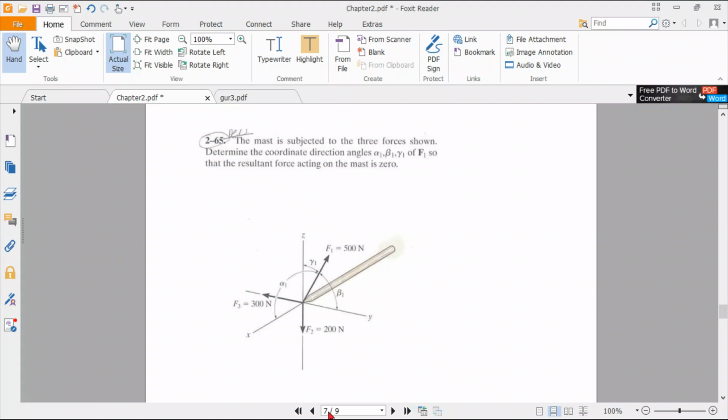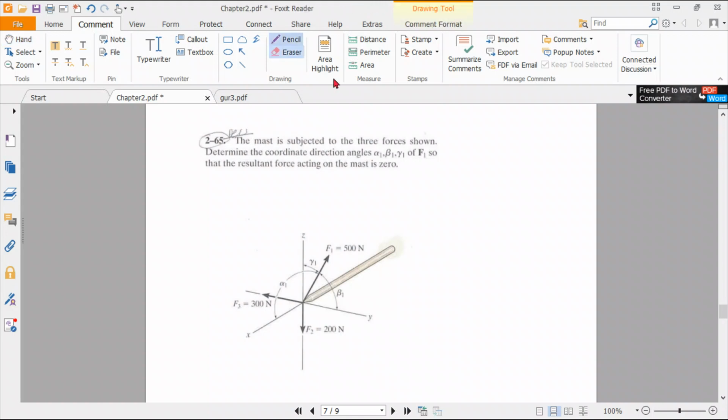Okay, now let's solve problem 2-65. The mast is subjected to the three forces shown. Determine the coordinate direction angles alpha 1, beta 1, gamma 1 of F1 so that the resultant force acting on the mast is 0. So we are given three forces. Basically F1, which has a magnitude of 500 newtons. And then we have F2, which is 200 newtons, and F3, 300 newtons.